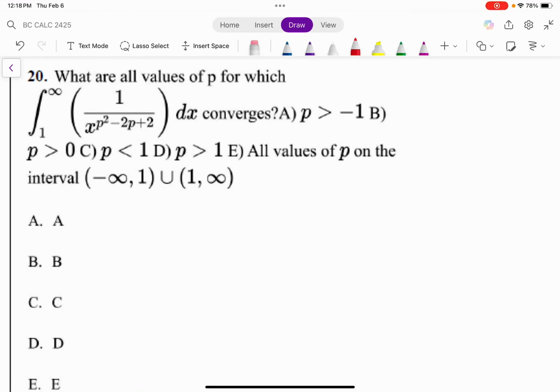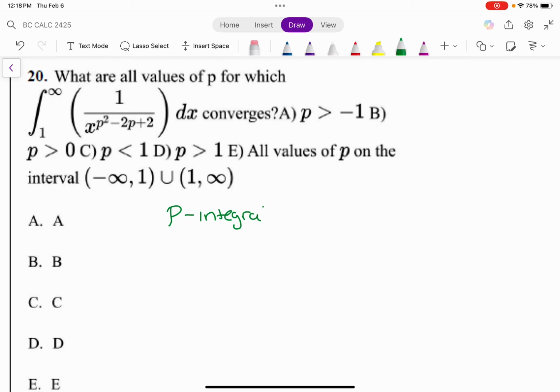Okay, this question says, what are all values of p for which this improper integral converges? And then we have all these options. Sorry about the way it all formatted, but we'll look at this later. So again, we see that we look at a p integral.